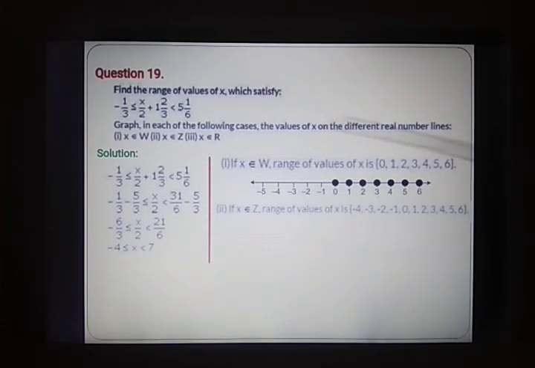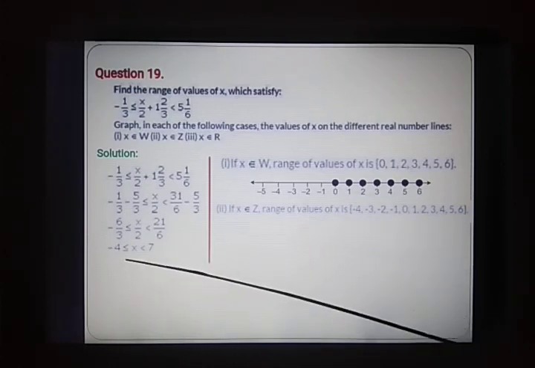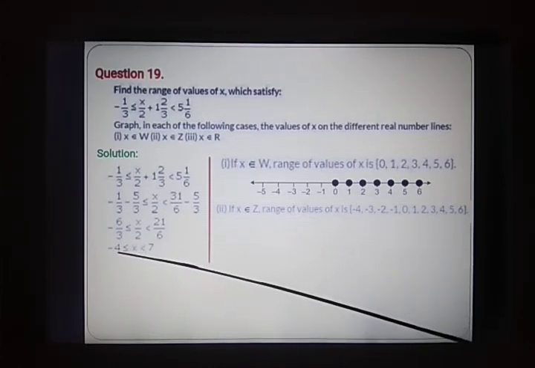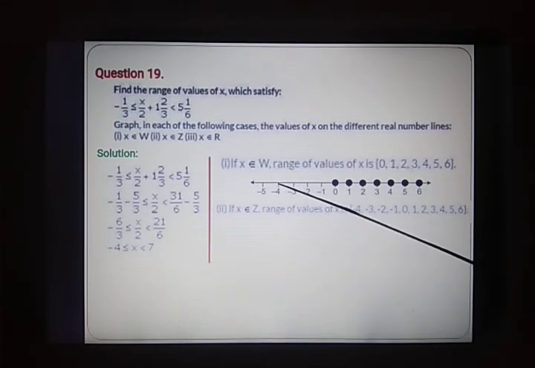Okay, now let us go to the next case, that is when x is an integer. So if I take x to be an integer, so integer means 0, plus -1, plus -2, plus -3, and it continues, right? So it is said x is equal to -4. Now -4 is also an integer, so that's why we need to mark -4 also.